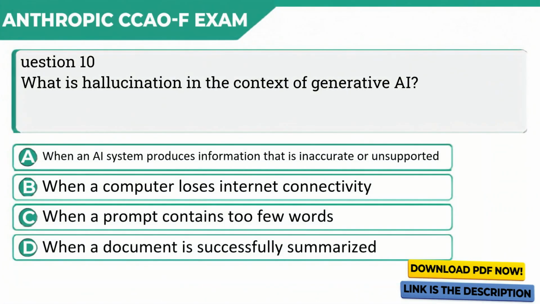Question 10. What is hallucination in the context of generative AI? A. When an AI system produces information that is inaccurate or unsupported. B. When a computer loses internet connectivity. C. When a prompt contains too few words. D. When a document is successfully summarized.